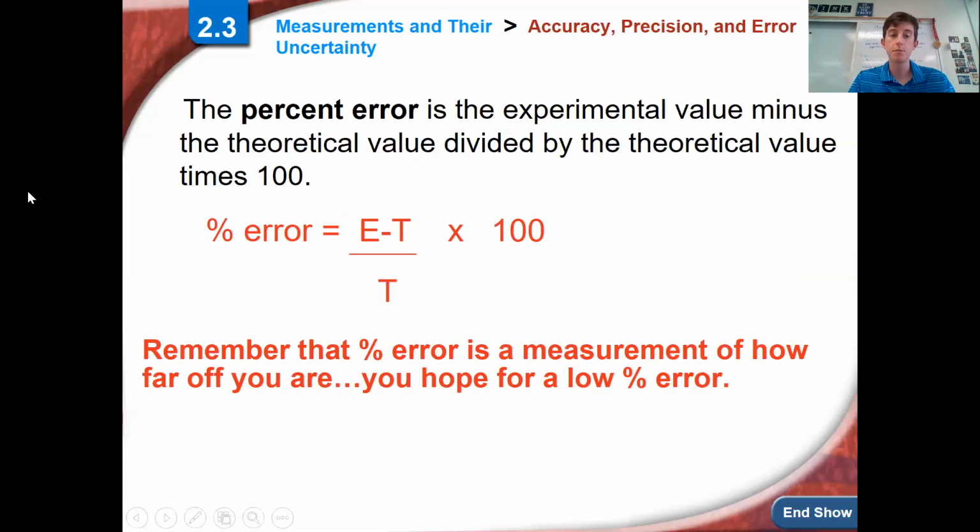Sometimes I've seen people that like to put the absolute value around this, but the positive or negative actually does tell you information, so I like it. I like being able to see positive or negative.